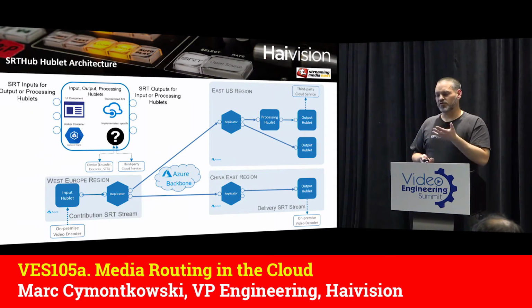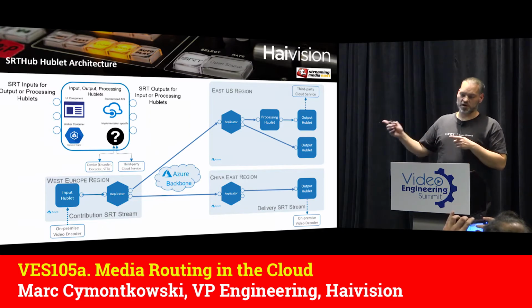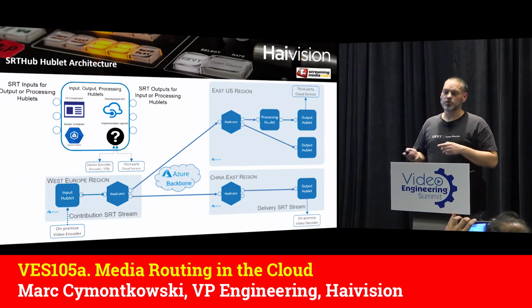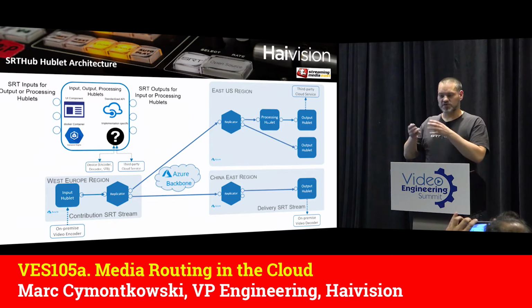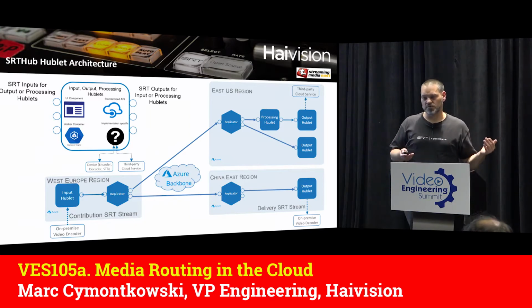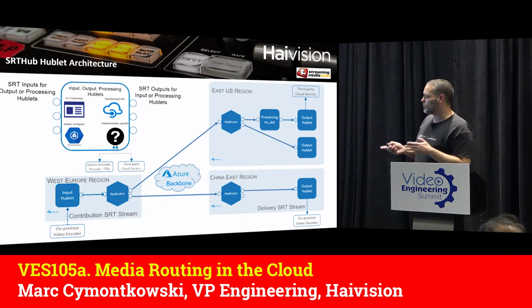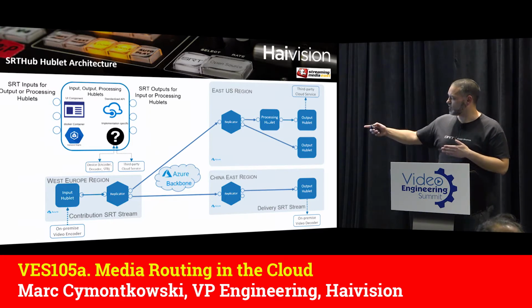So if it's an output, it's simple, right? SRT is coming in. You reroute the data to wherever you want it to get. You would run that Haplet in the data center where your solution is running. So there's no problem on the contribution side. So you use the SRT Hub system to do the contribution and then hand it over in the destination data center.